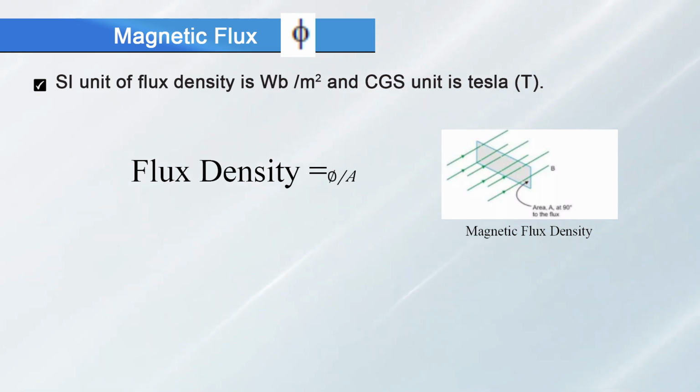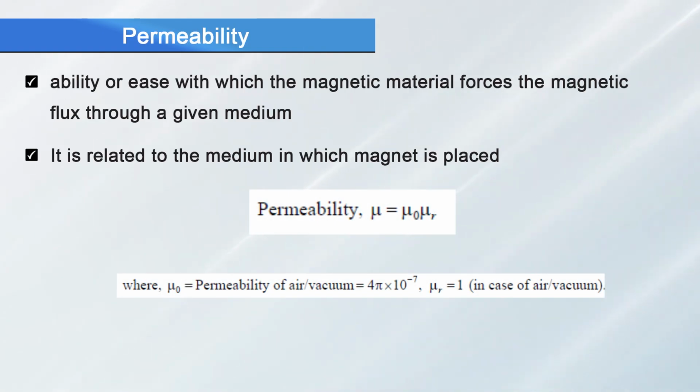It is expressed as B equals phi upon A, where phi is the flux in Webers and A is the area in meters square. Next is permeability. We define permeability as the ability or ease with which the magnetic material forces the magnetic flux through a given medium. The flow of the flux produced by the magnet not only depends on the magnetic field strength, but it also depends on one important property, that is the magnetic material permeability.